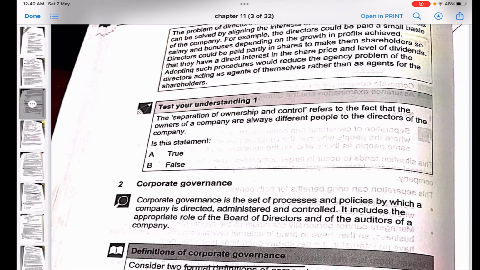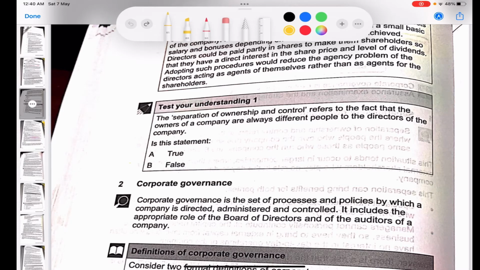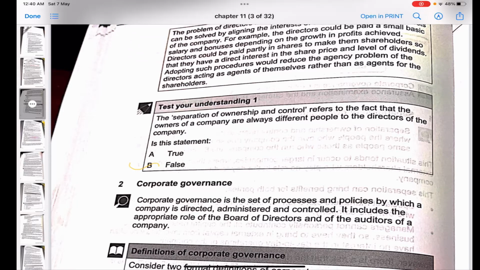The separation of ownership and control refers to the fact that the owners of a company are always different to the directors of the company. Is it true or false? It is false. Why is it false? Because it's not always, it's only in the large organizations.